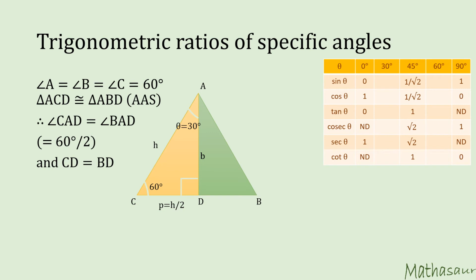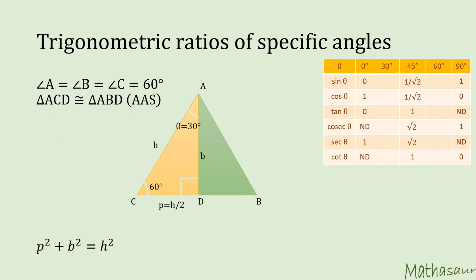Hence, we can see that from the AAS property, the two triangles are congruent. Now, once again, I can say that angle CAD would be equal to 30 degrees, and let us call it theta. And now we can also confidently say that my perpendicular would be equal to half of the hypotenuse, since CD equals BD.